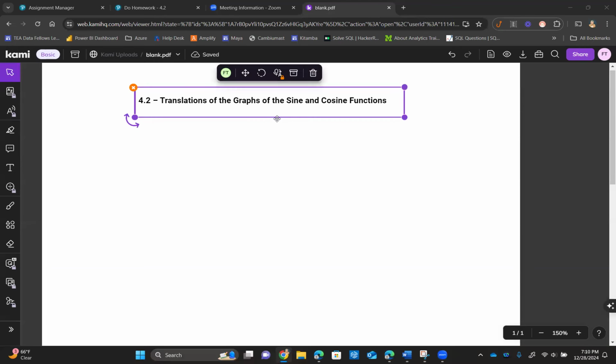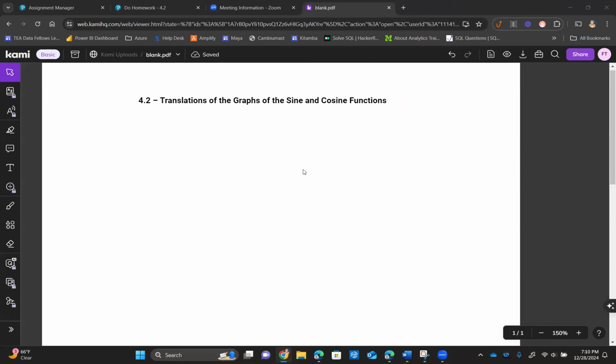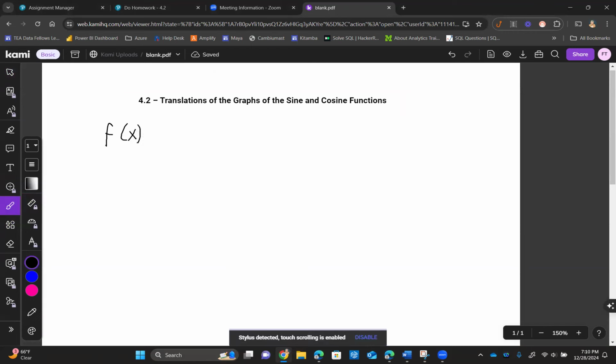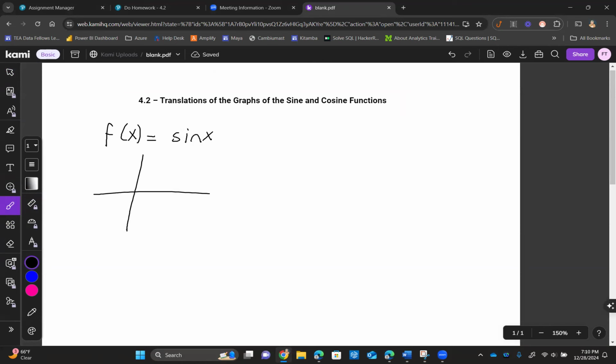Lesson 4.2 is called Translations of the Graphs of the Sine and Cosine Function. These translations and transformations of functions actually apply to all functions in math class. When we have a simple function f of x equals sine of x, from the previous class, we know that the graph looks like this. And then this will be pi and this will be 2 pi.